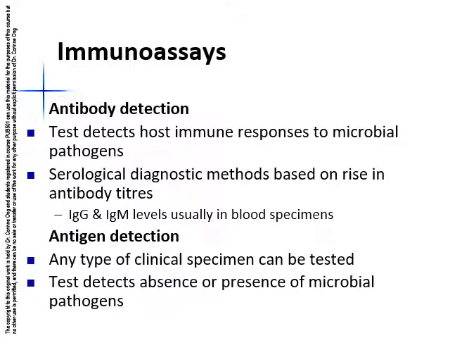For antibody detection, immune responses to pathogens are determined, and diagnostic tests ascertain the increase in antibody titers or levels during and after infection. This is usually IgG and IgM levels in blood specimens. For antigen detection, the presence or absence of microbial pathogens is determined by testing for certain antigens that are definitive markers for the disease.